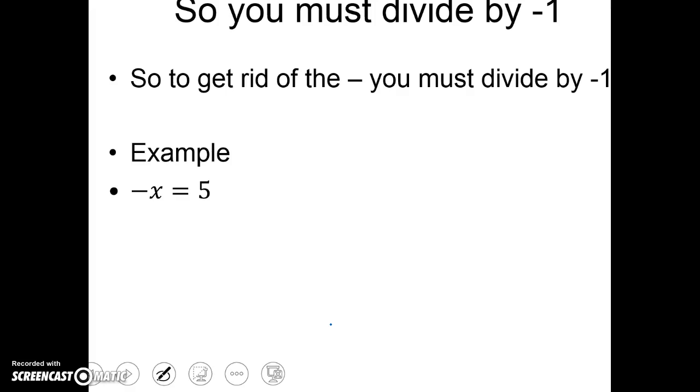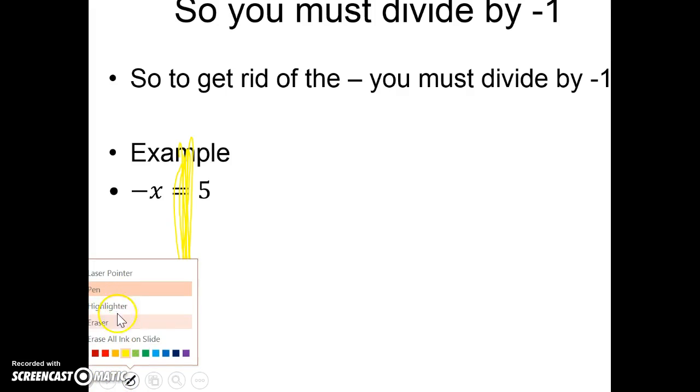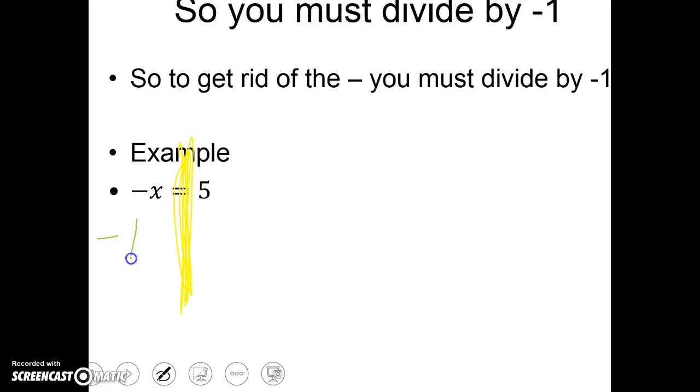So example, if you have this negative x equals 5, you would still separate them down the middle. Okay. And that is really saying -1x equals 5, right? Okay, what's attached to that x? -1 by what operation? Multiplication. What's the opposite of multiplication? Would be divide. So we're going to divide by -1.